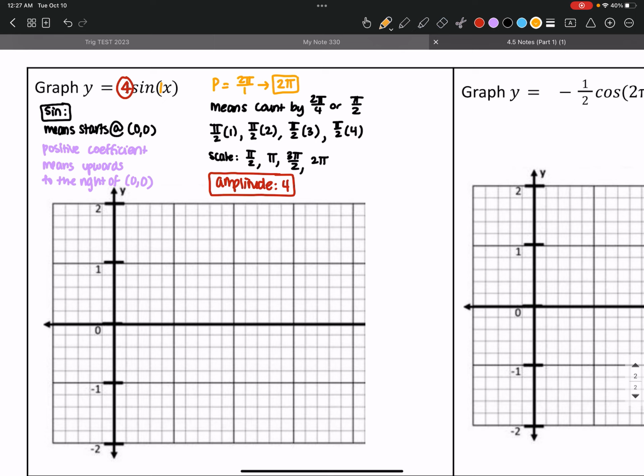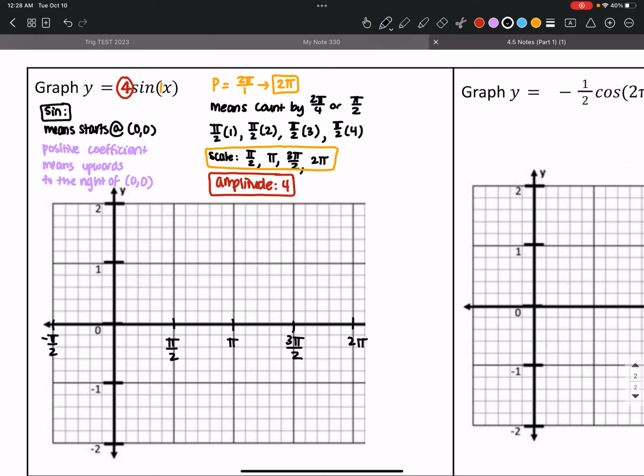First, I'm going to start by scaling my x-axis. So I know that my scale is this, and this is what I'm going to be putting down. So I'm going to do pi over 2. I'm just going to do this in black so it's nicer and we can see it better. I'm going to say this is pi over 2, then this is pi, then this is 3 pi over 2, and then this is 2 pi. Oops, 2 pi. And then on this side it would be negative pi over 2.